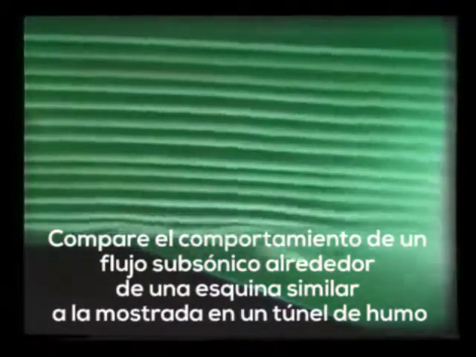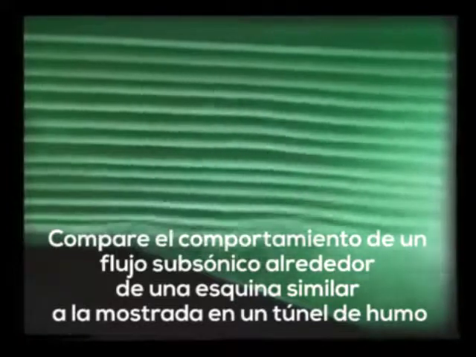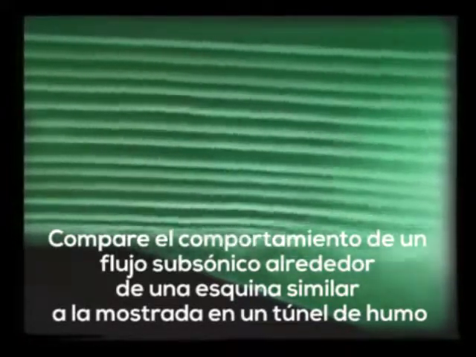Compare the behavior of subsonic flow round a similar corner, shown here in a smoke tunnel. The airflow slows down suddenly, and the pressure increases. The boundary layer separates and breaks down the streamline flow. So sharp corners like this are avoided on subsonic aircraft.